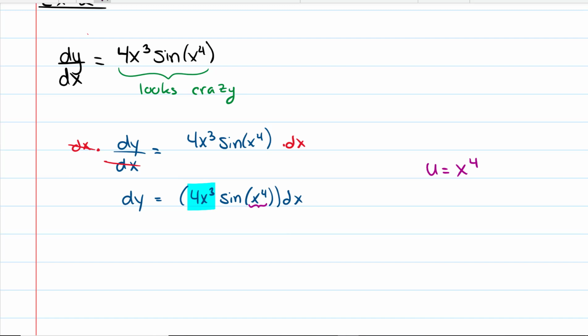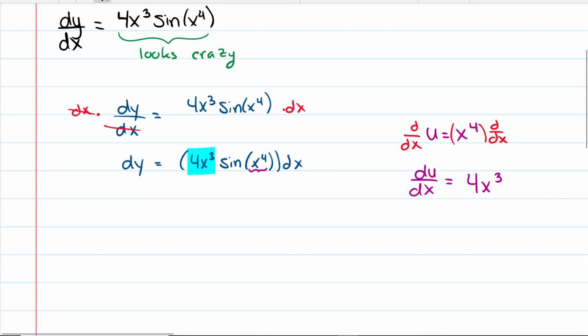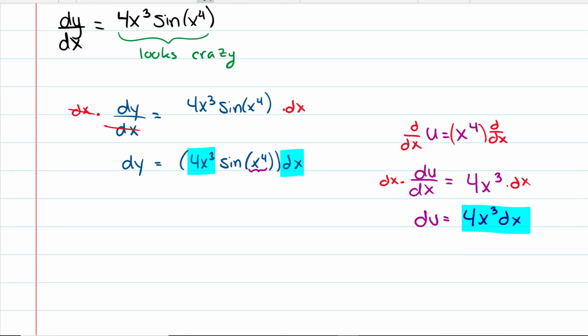Then we're going to take the derivative with respect to x of both sides. So we're taking d/dx of both sides. Then you get du/dx is equal to the derivative of x to the fourth with respect to x, which is 4x cubed. Then we multiply both sides by dx again, and you get du is equal to 4x cubed dx. Notice that this piece is the same as this 4x cubed and this dx.